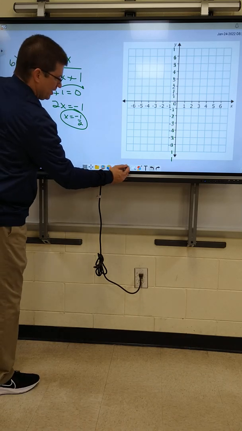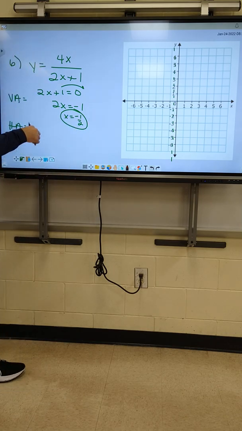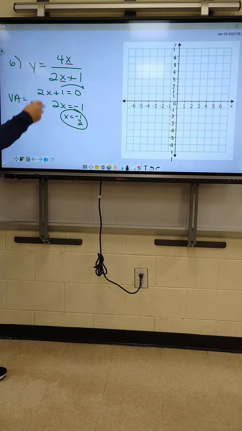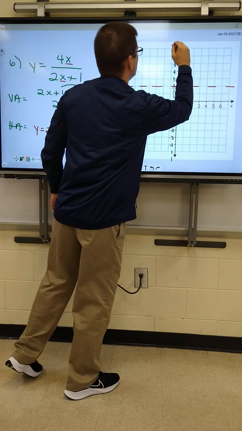All right, let's do the horizontal asymptote. We discussed this on the last problem. What do you have to do when the top has an X and the bottom has an X? You divide. Good. So it'll be 2. Y equals 2. So you guys need a horizontal line at 2.